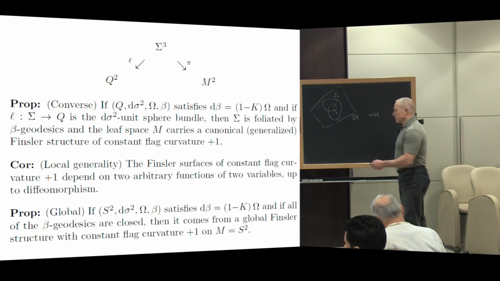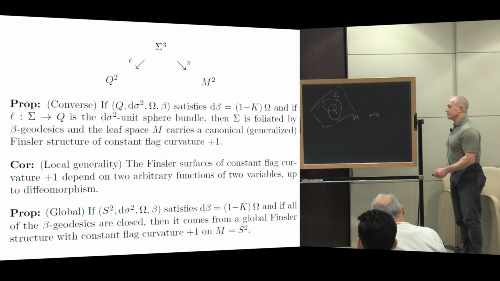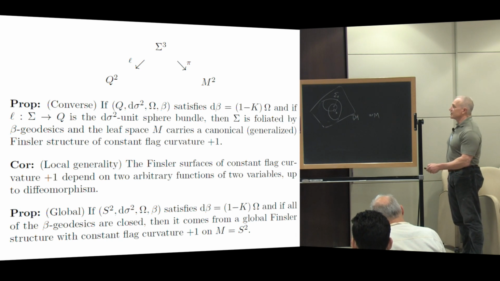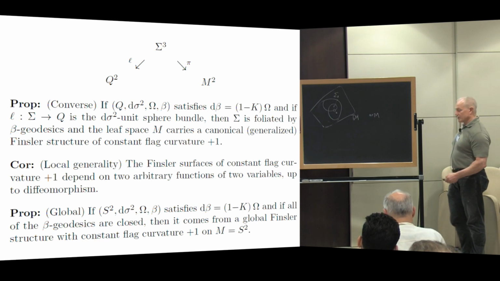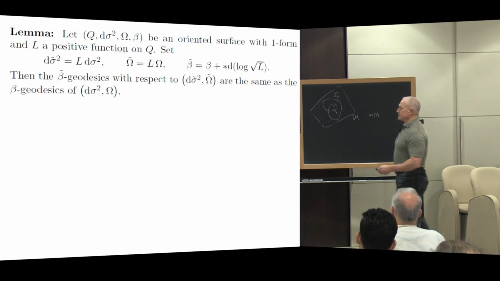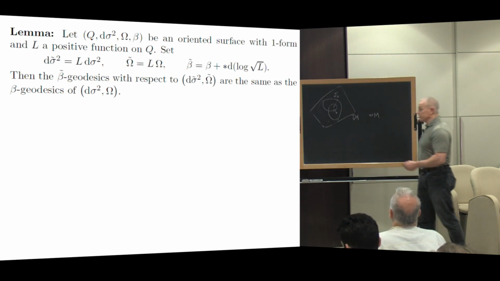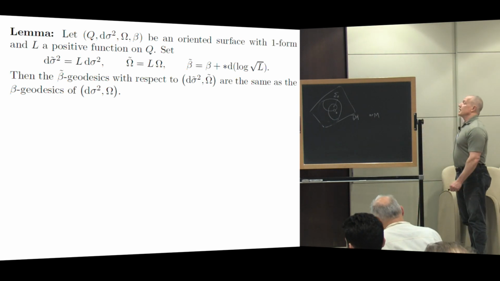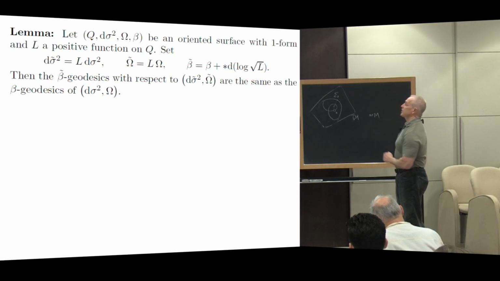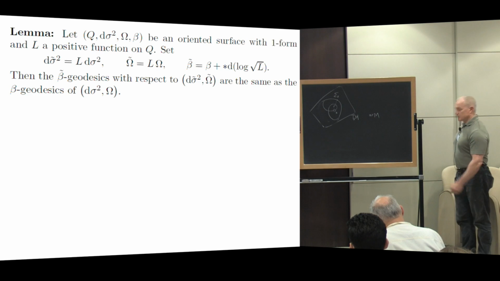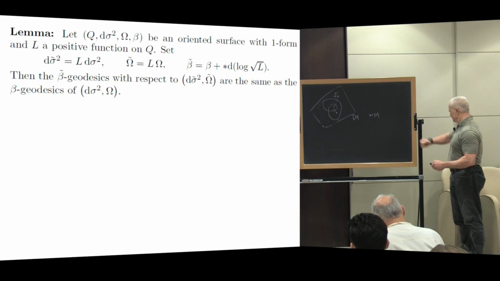So the question is, if you wanted to construct global Finsler structures on the two-sphere with constant flag curvature +1, what you'd want to do is find data like this where all the beta geodesics are closed. Now that seems like a hard problem. In fact, we don't know all the solutions. We don't know what all the global solutions look like at the moment, but we do know a large class of solutions, which comes from the following result.